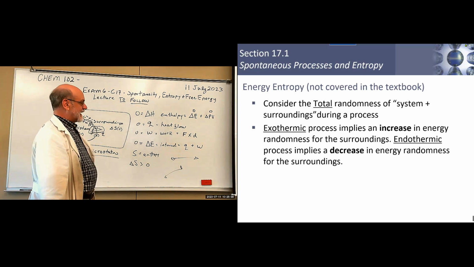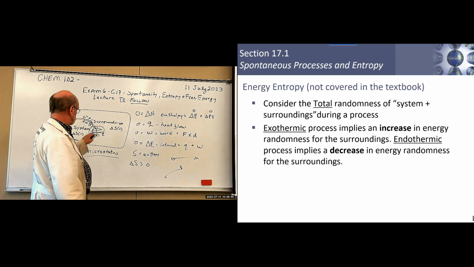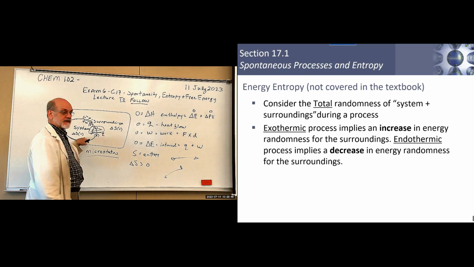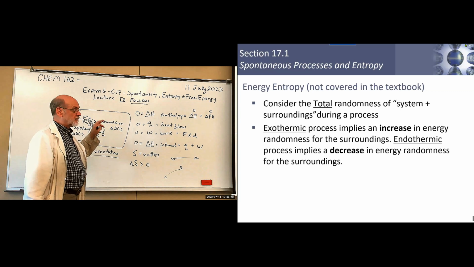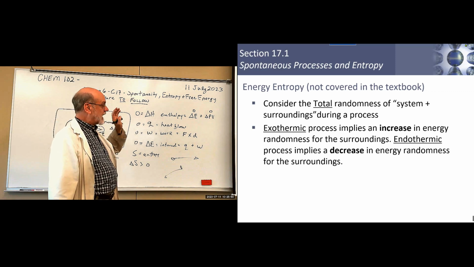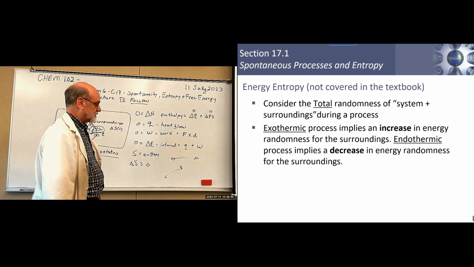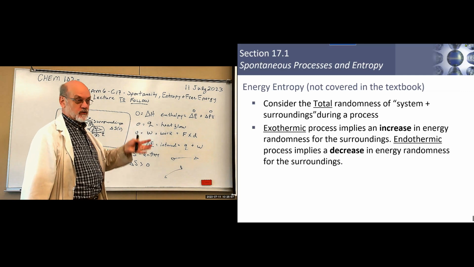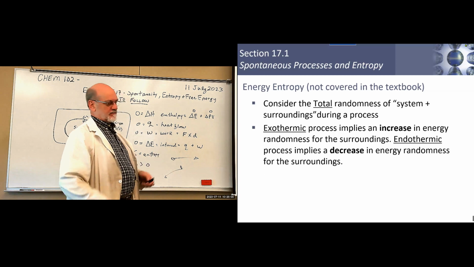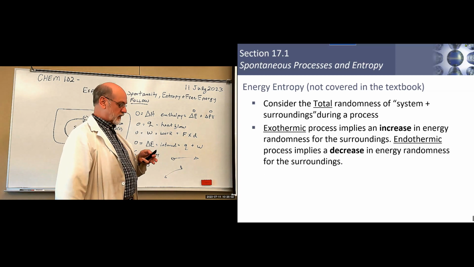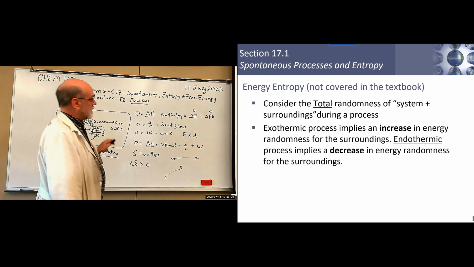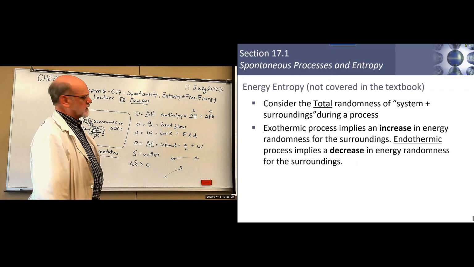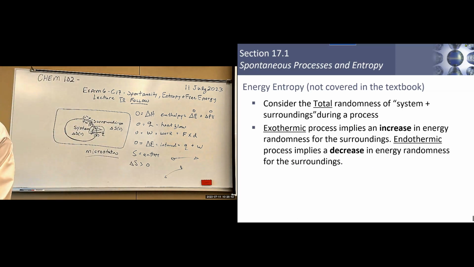An endothermic process goes the other direction. So you would decrease the entropy of the surroundings and increase the entropy of the system by an endothermic process. And that can be viewed as a change in energy entropy. Now, I said there were two ways that we could view entropy. One is energy entropy, and the other, let's see, hopefully I have that slide.